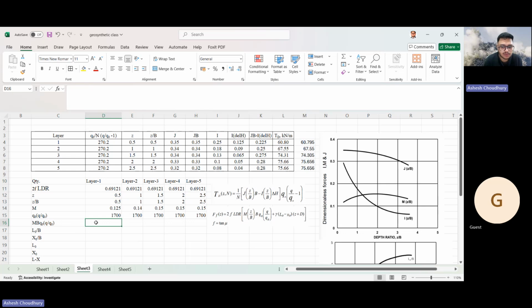This term we find out is M times B, where B is 1, times this term. Okay, fine. Now the next step is L naught by B.